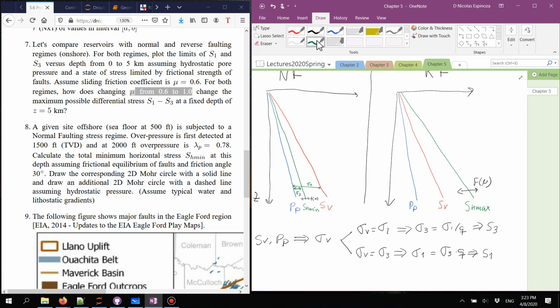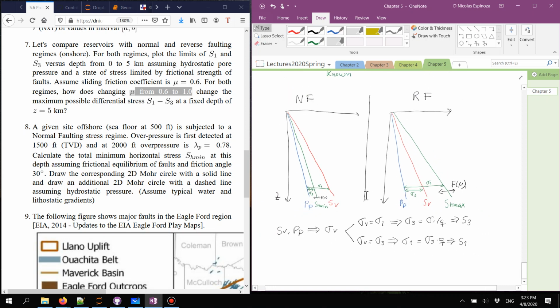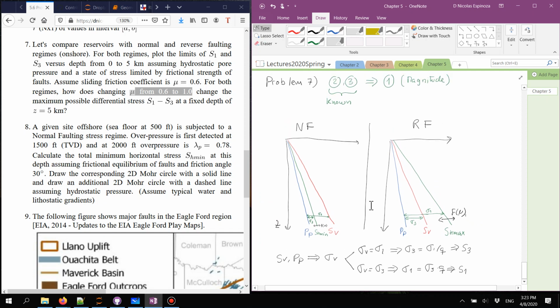And let me just complete this for a particular depth. This is going to be sigma 3, and this is going to be sigma 1. Okay, so I think I have given you enough hints in order to solve problem number 7.